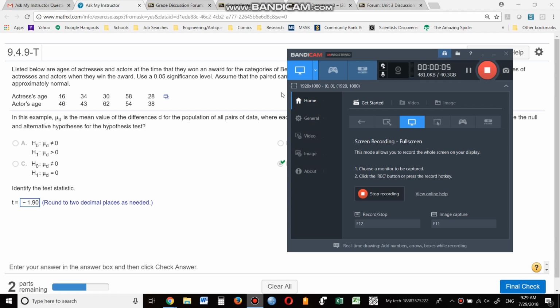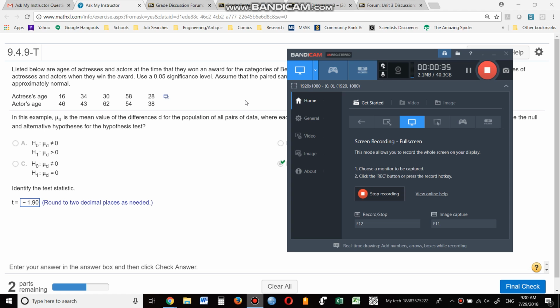Let's take a look at this problem here. We are asked to do a difference of means with paired treatment. So when we have a situation like this, we can actually change the problem from a comparison of two groups, excuse me, to a comparison of a difference to zero. So in essence, that's what I'm going to do.